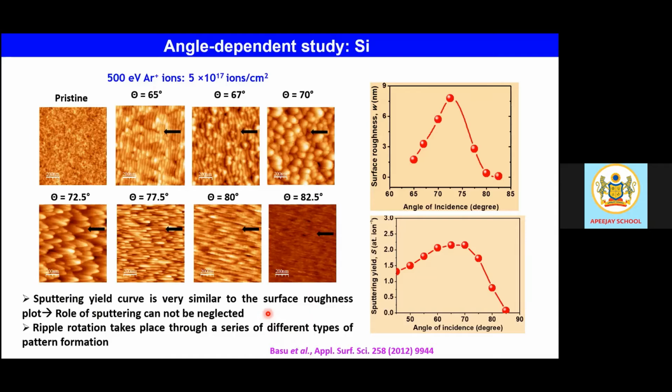Okay, whatever people had assumed or tried to explain on many occasions, that it can be nicely explained by Bradley-Harper theory, was not wrong at all. Only problem is, whichever reports showed that below 45 degree or below 50 degree no pattern formation took place, they remained silent instead of trying to address why this is working against the prediction of Bradley-Harper theory. Nonetheless, we'll come slowly into that. And ripple rotation takes place through a series of different types of pattern formation for silicon for these given fluences. Remember.